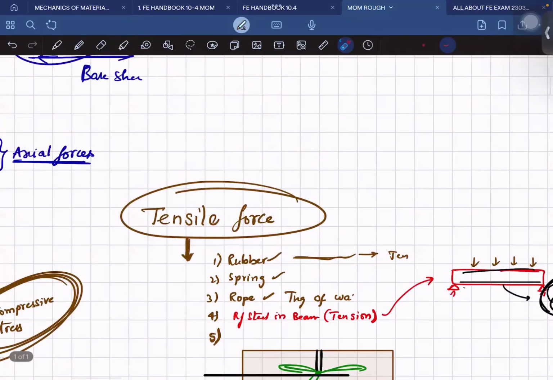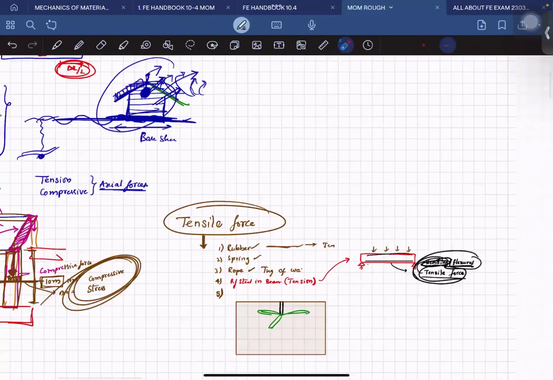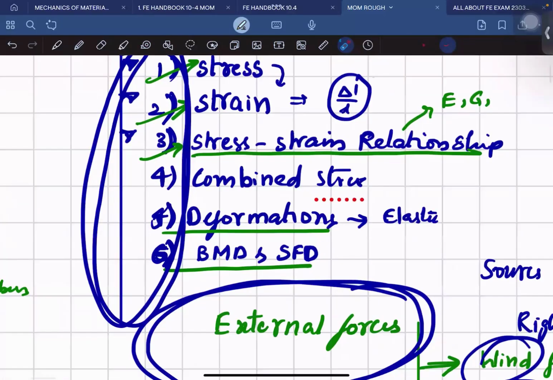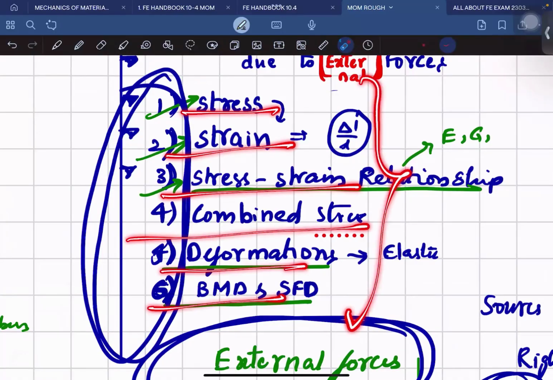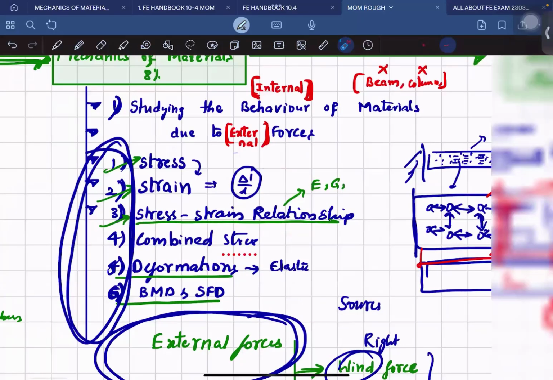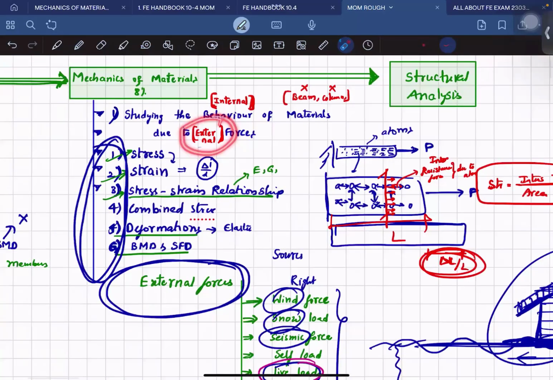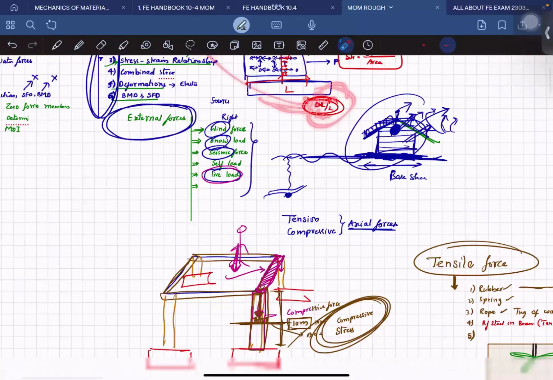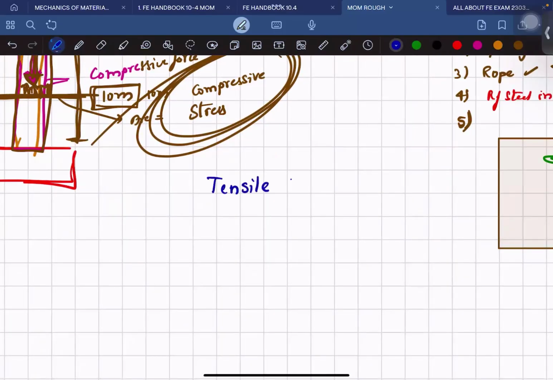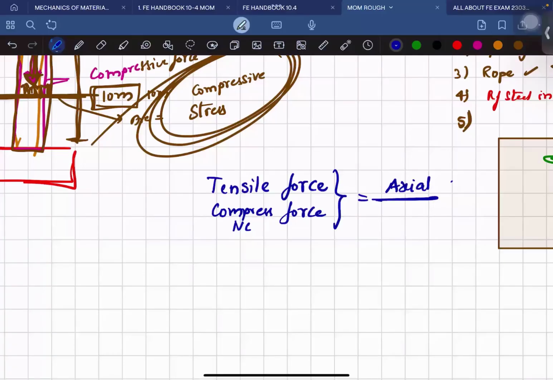So basically, in mechanics of materials, what we'll study are these topics: stresses, strains, stress-strain relationship, combined stresses, deformation, etc., due to external forces. The external forces can be of many types. The type 1 is tensile and compressive. Both are called by some name. Can anyone guess? The external tensile force and external compressive force have some name because they have some common nature. Axial force. Yes, we call them axial forces.